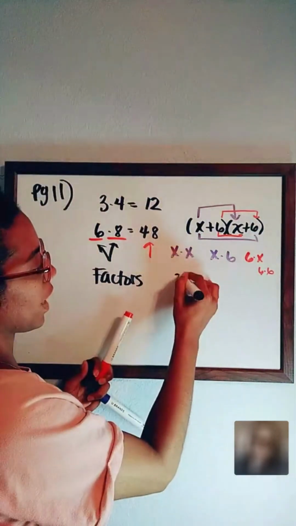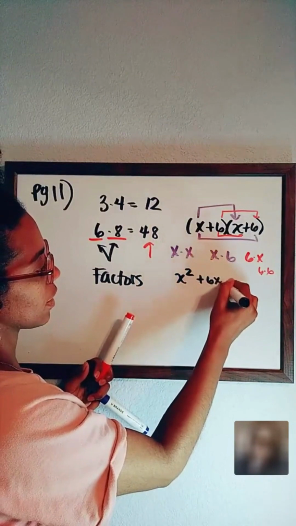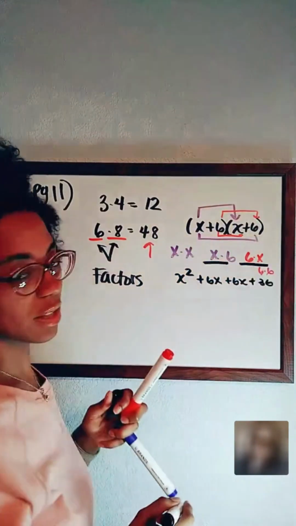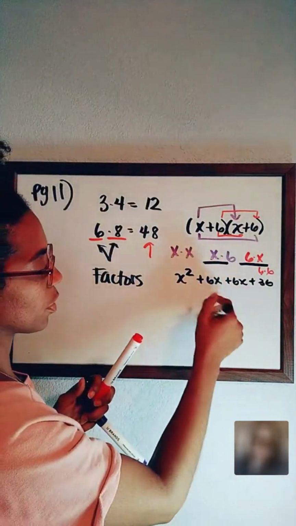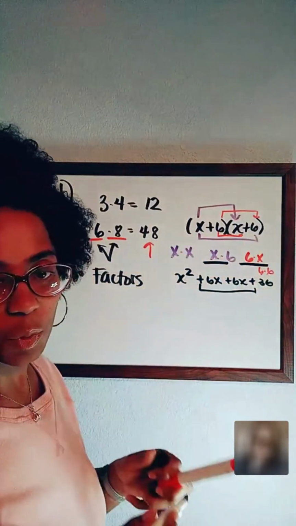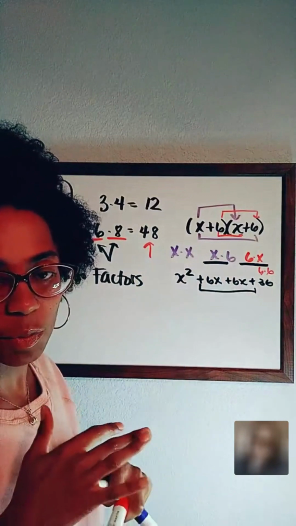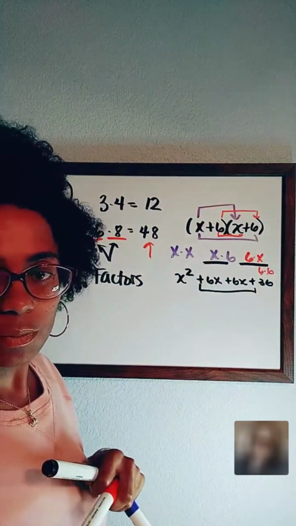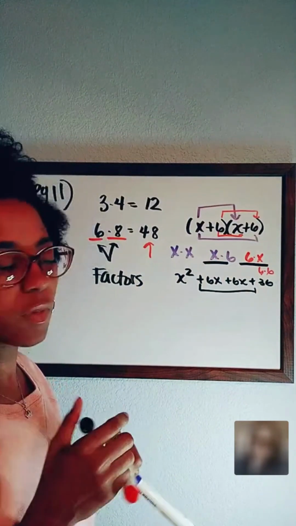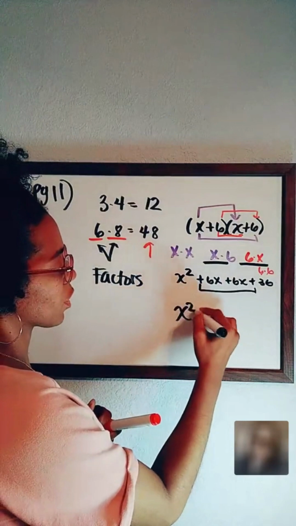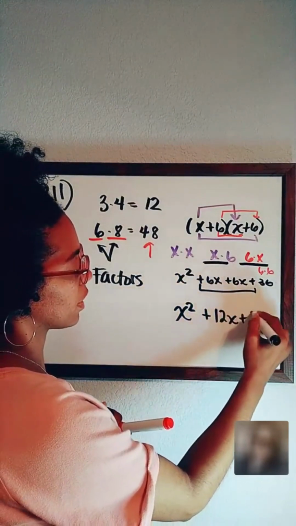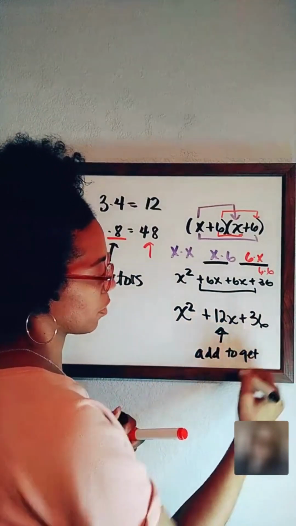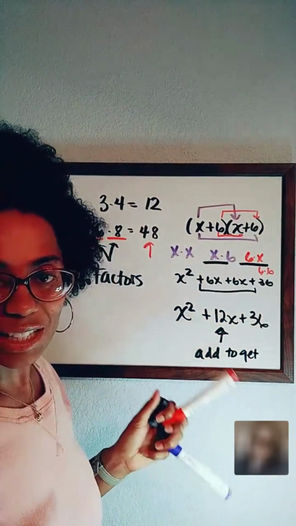So now after doing this, we have x squared plus 6x plus 6x plus 36. You see that these 6 times x and 6 times x are here in the middle. When we have a multiple of the same term, what do we have to do to simplify? Combine like terms. So now I have x squared plus 12x plus 36. Do you see now why we have to add to get the middle term? We have to add to get the middle term.